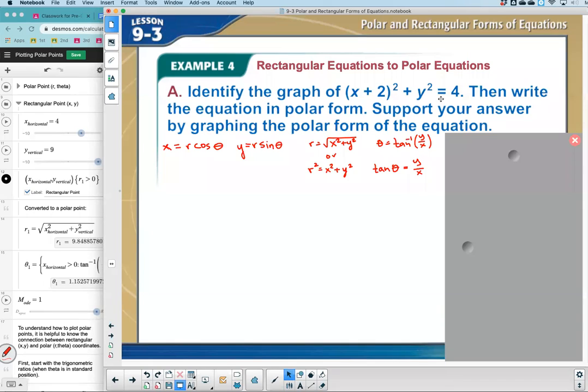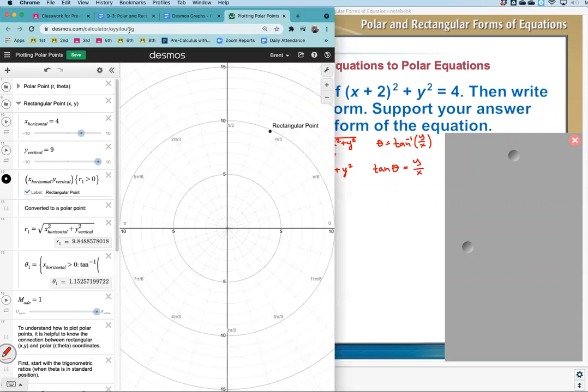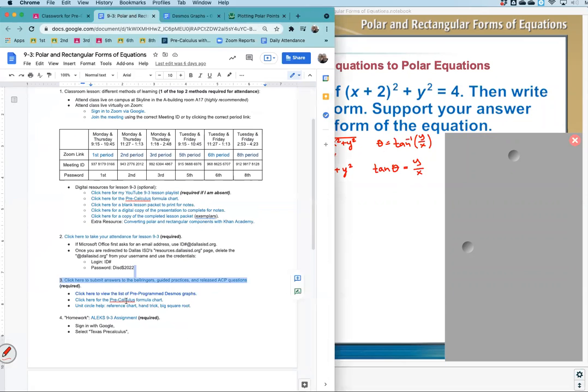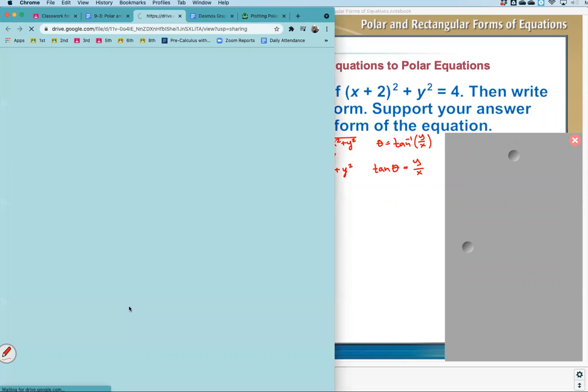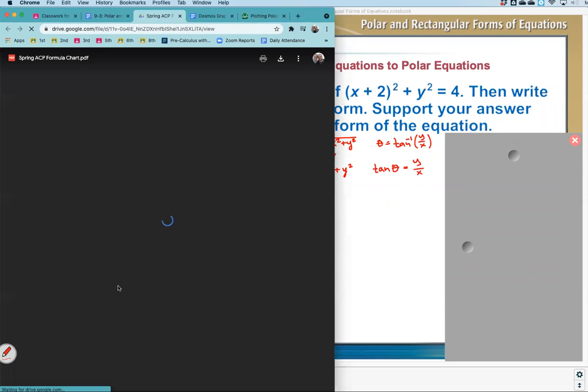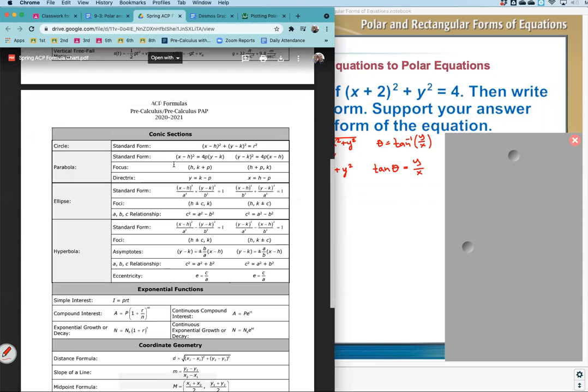It says identify the graph here. Well, I can tell you, if you remember, that when you have both x squared and y squared, the function's either going to be a circle, an ellipse, or a hyperbola. And from the formula chart, let me go ahead and just open up the formula chart. We learned this in chapter 7.